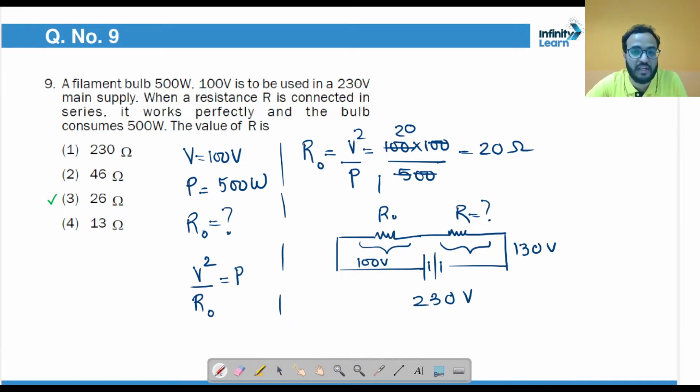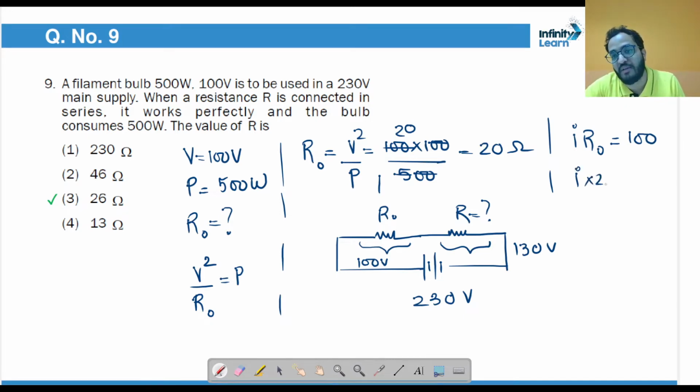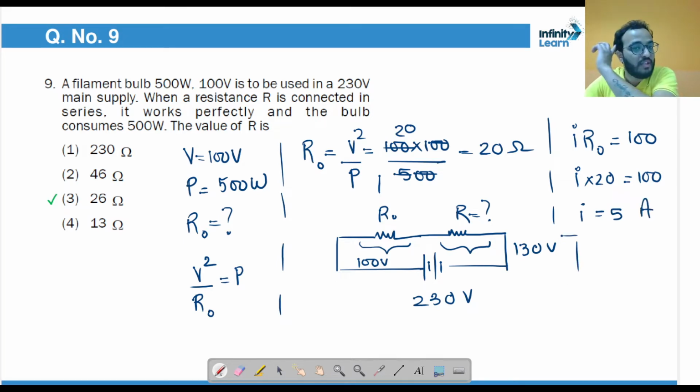So we can find out the current in this resistance. See, I into R naught is equal to 100. R naught is what? 20. So I into 20 is 100. So what is the current in the circuit? 5 ampere. What is the current in the circuit? 5 ampere. So what they want is the value of R.